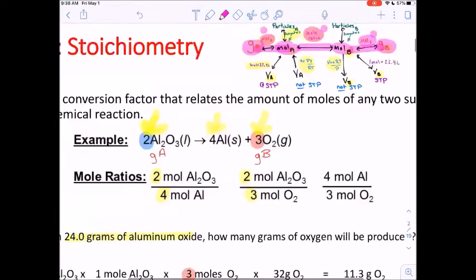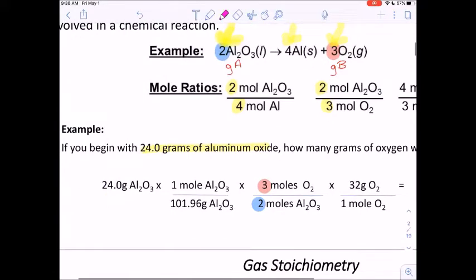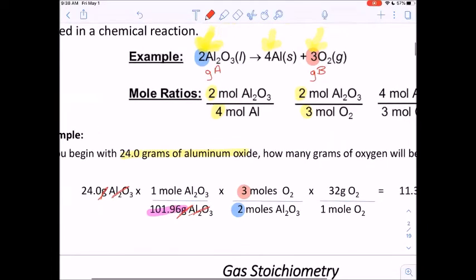So plugging those into the equation, I found the molar mass of aluminum oxide to be 101.96 grams. So I have 24 grams times 1 mole over the mass, and that cancels out my grams. So if you do your cancellation, grams cancel, and aluminum oxide cancels. And now I'm in moles of aluminum oxide.